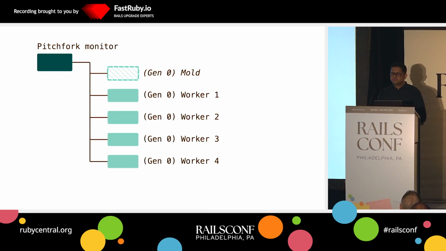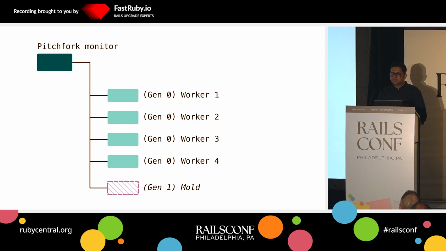Reforking is triggered when a configured number of requests have been processed. When it is triggered, the monitor spawns a Gen 1 mold from one of the workers. Once the Gen 1 mold has started, the Gen 0 mold is terminated. Then, one by one, each worker is replaced by a fork from the new mold. This process repeats for several generations. The result is a cluster where every single worker shares the exact same fully populated caches and jittered code from the moment it starts.